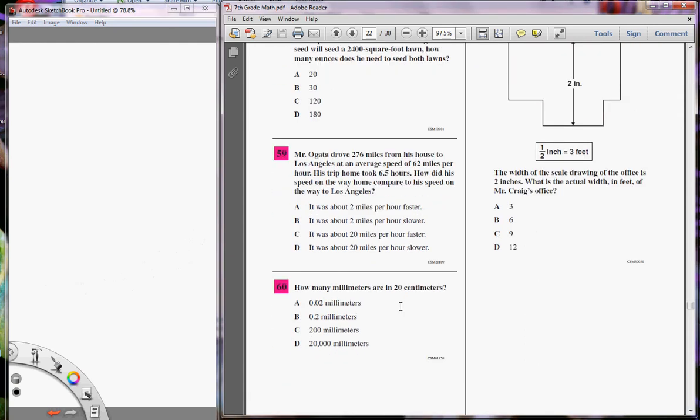How many millimeters are in 20 centimeters? That is very simple. In 1 centimeter there are 10 mm. So how many in 20 centimeters? 20 times 10 is equal to 200. The answer will be C.